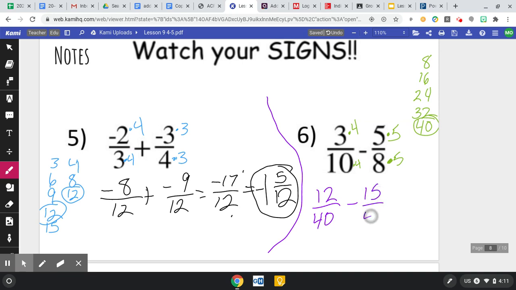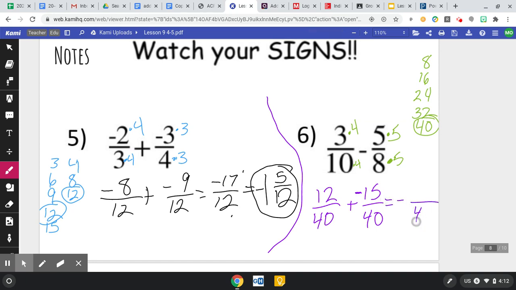Okay. Well, wait, I can't take 15 away from 12. So let's make it into adding the opposite. So now I can follow my integer rules. Okay. Same signs, add and keep. Different signs subtract, but keep the sign of the higher value. So I look, is 15 40ths greater or less than 12 40ths? Well, it's greater than. So my answer is going to be negative.